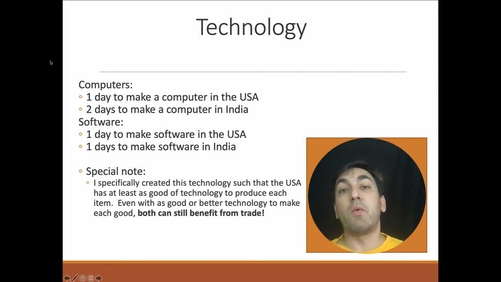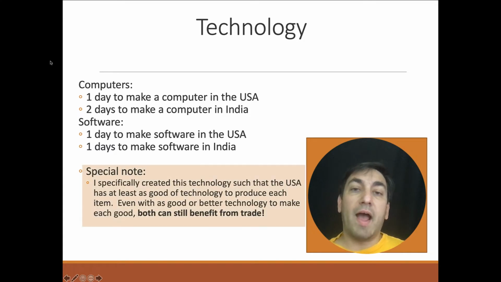So the goal is they want both of these. Special note here, I intentionally did this so that when you look at the United States, you could say the US has as good, if not better, technology than India in every product we're making. And still, I'm going to be able to show you that there are gains from trade here.